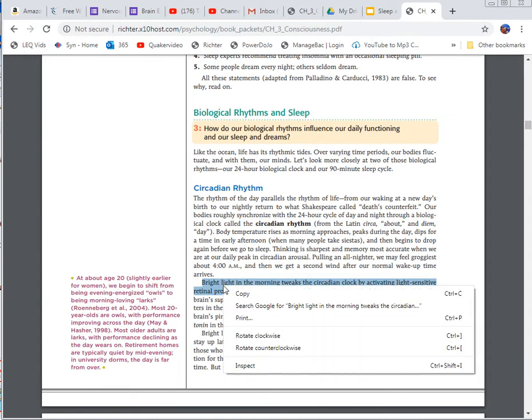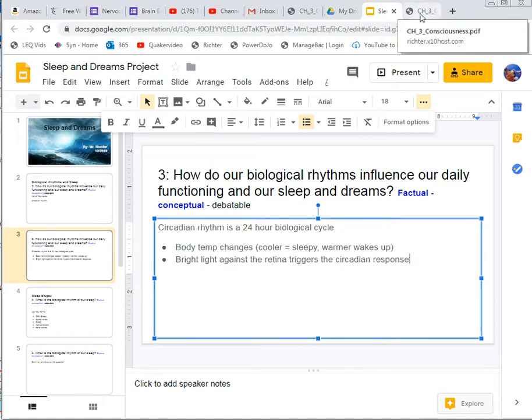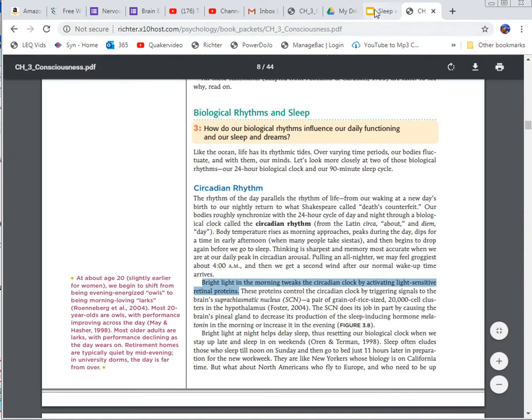Bright light against the retina. Maybe just copy and paste it, or we could just summarize it. Bright light against the retina. And hopefully everybody knows what the retina is. The retina. How do you spell that? Retina. Bright light against the retina triggers the circadian response. So that's a brief summary. I didn't go into all the SCN and all that other stuff. You could go a little more in depth if you wanted to.